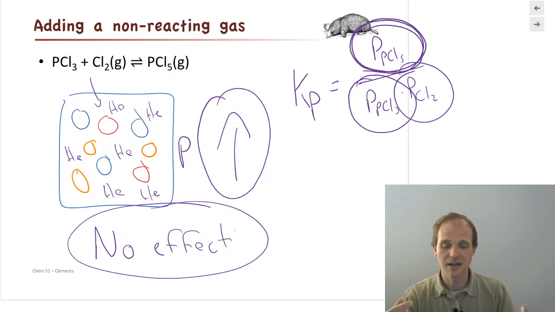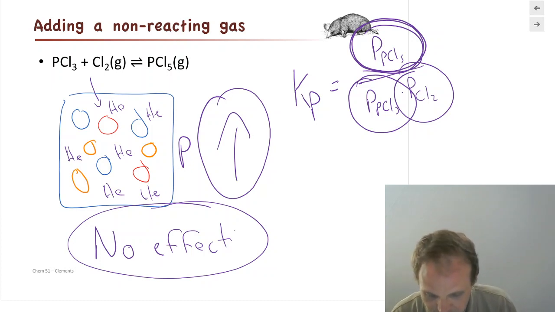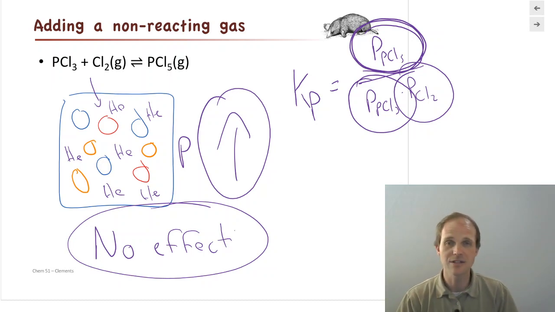When I add an inert gas to a system that hasn't changed total volume, yes, I'm changing the total pressure, but I'm not changing those partial pressures. I'm not changing the concentration. There's still two oranges in a 1 liter container. There are still three oranges and 2 reds in the 1 liter container. Those concentrations have not changed. Those partial pressures have not changed.